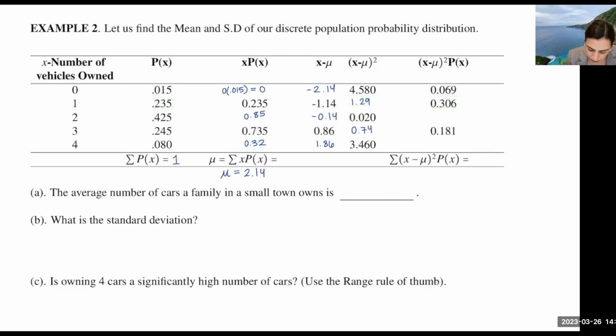0.306. For this last part here, again, we're going to take 0.020. Look at the corresponding probability for that row. It's 0.425. We're going to multiply those together, and that's going to give us this value, which ends up being 0.009. To get the last one, we're going to go ahead and take 3.460, multiply by the probability, which is 0.080, and that's going to give us this value here.